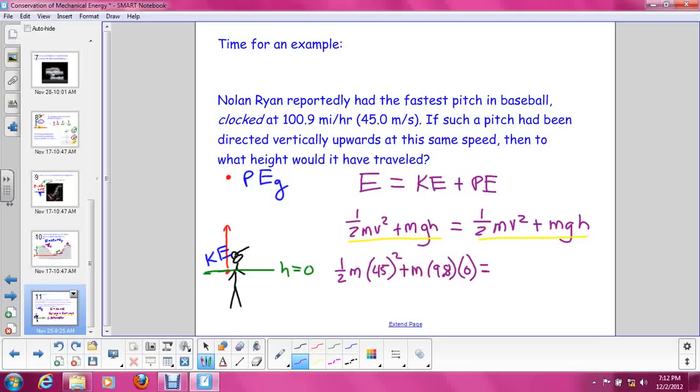For the second part, where the ball is at the top of the arc, we have 1/2 m. And the ball stops at the top of the arc. It's not going up anymore, but it hasn't started falling back down yet. So it has a velocity of 0. And then gravitational potential, remember, gravity is always 9.8, but we don't know how high it's going. That's what we're trying to figure out.